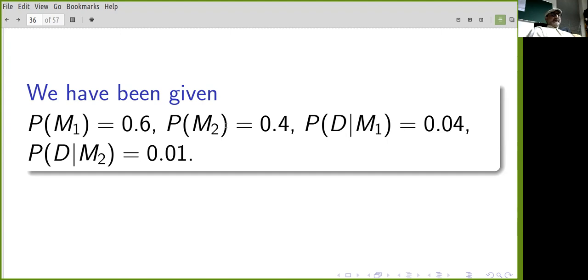Now, 4% of the widgets made by machine 1 are going to be defective. So what we're saying is that the probability that a widget is defective, given that it came from machine 1, is 0.04. And similarly, 1% of the widgets produced by machine 2 were defective. So the probability that a widget is defective, if you know that it came from machine 2, is 1%.